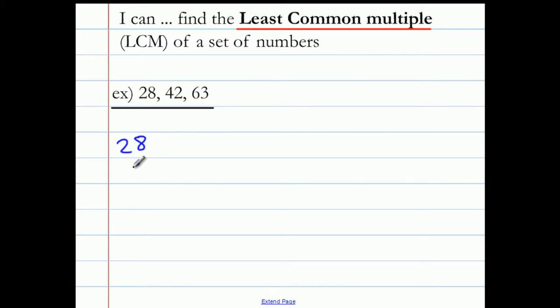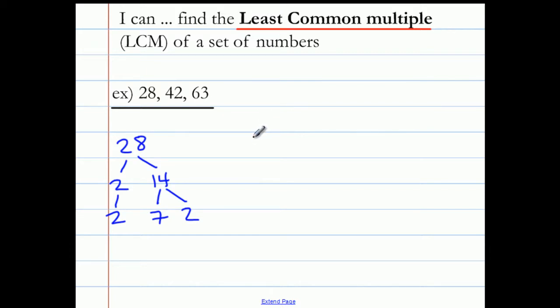The prime factorization for 28: you can split that up into 2 and 14. So 2 times 14 will give you 28. 2 can't be factored any further. 14 you can split up into 7 and 2. So that's as far as you can go. You can't divide 7 by anything further, and same thing with 2.